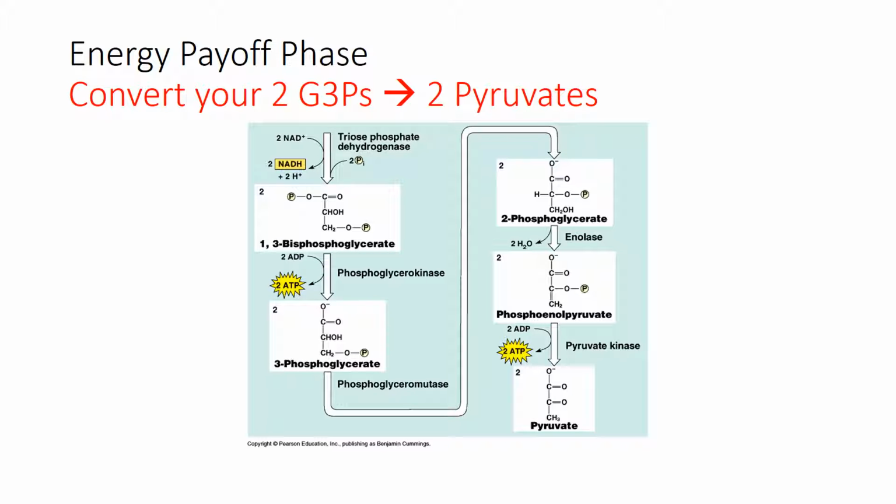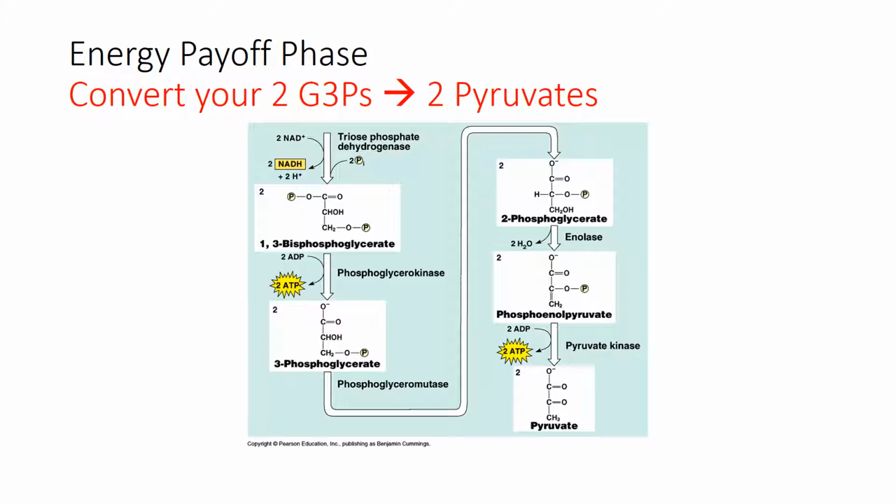So here's the energy payoff phase. We are going to convert two G3Ps into 2 molecules of pyruvate. Let's start at the top, and we're taking those G3P molecules, and the first thing is they're going to undergo a reaction using the enzyme triose phosphate dehydrogenase. What does that do? It's going to do a couple of things. It's going to add a couple of inorganic phosphates to the molecule, and it's also going to reduce NAD to NADH. What does that mean again?